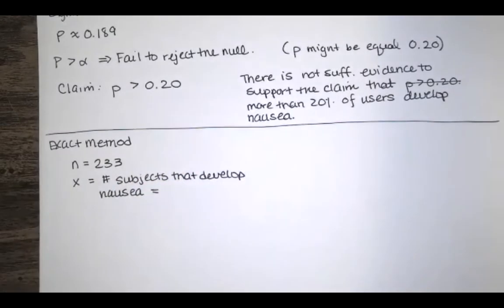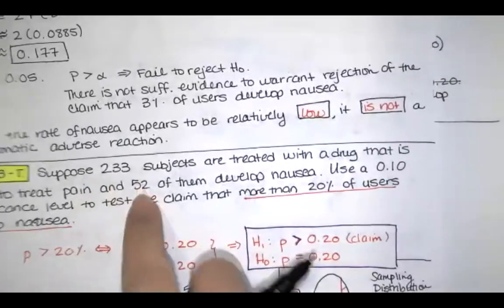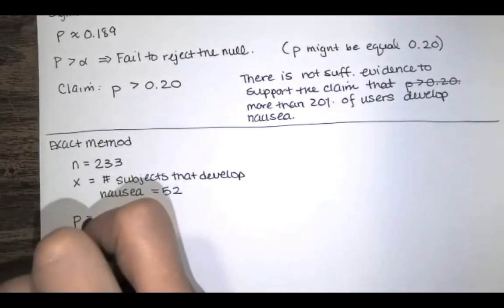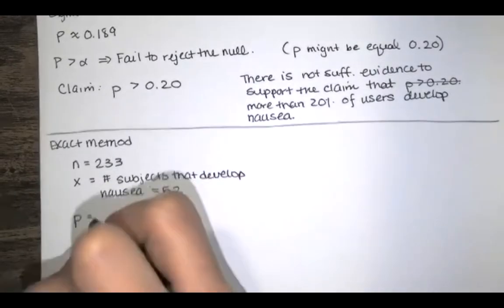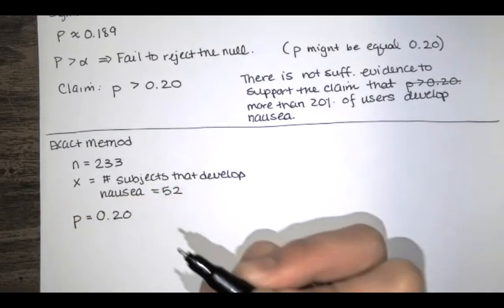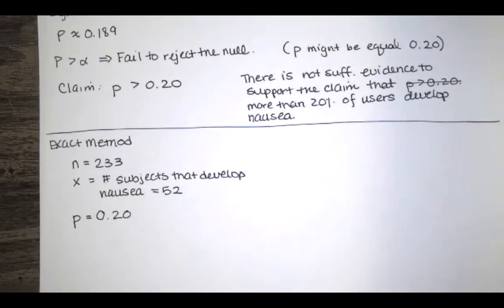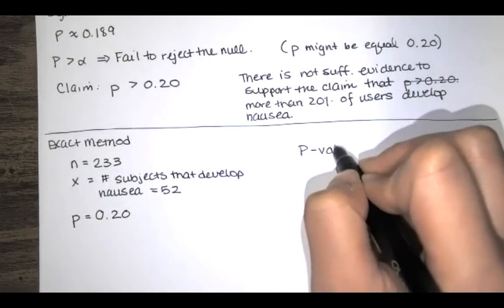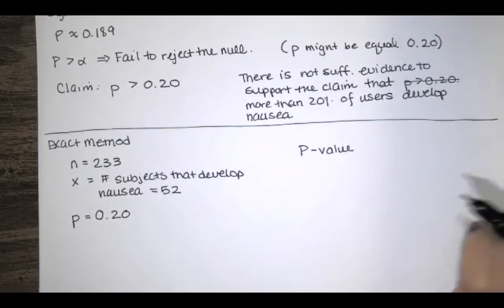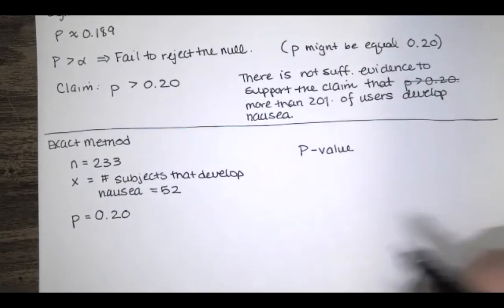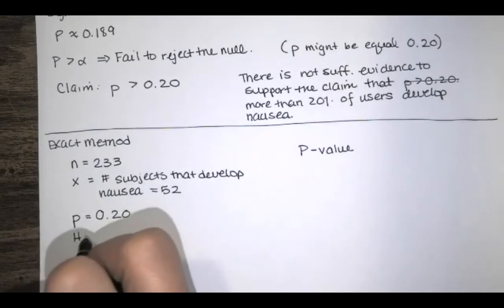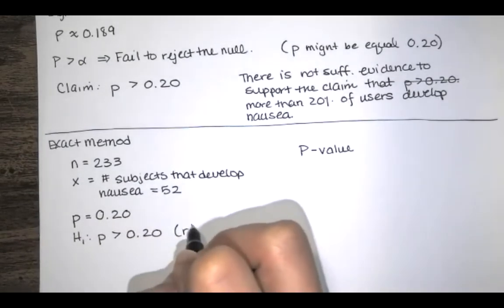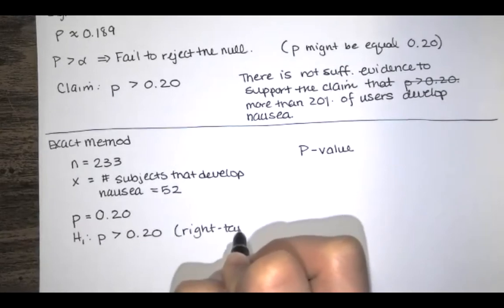In our sample, that was 52 of them. And the p value that's assumed in our null hypothesis is 0.20. So if I want to use the exact method, my capital P value, well, that depends on whether we're doing a right-tailed test or a left-tailed test. Again, the alternative hypothesis was P is greater than 0.20. So that's going to lead to a right-tailed test.